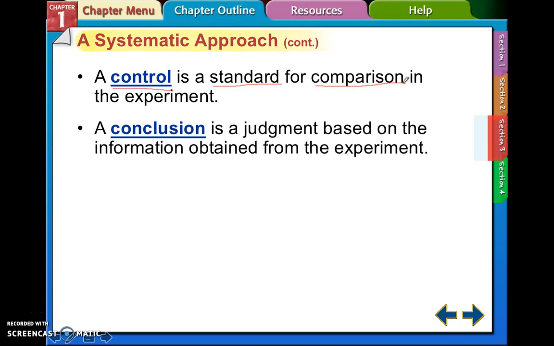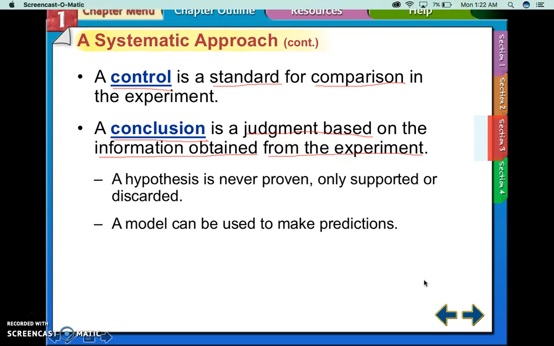And then we have a conclusion. The conclusion is your answer. What do you think the information tells you? So it's your judgment based on the information that you gathered from the experiment. So we know a hypothesis is never proven. You either support it or you discard it. So it's not right or wrong. And then we know that a model, which was the last sections, can be used to help in making your predictions.